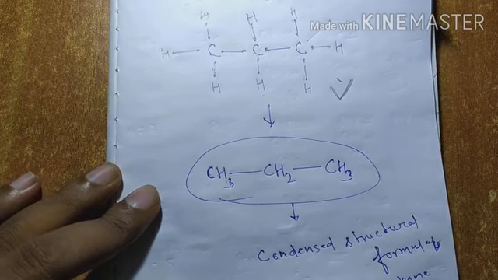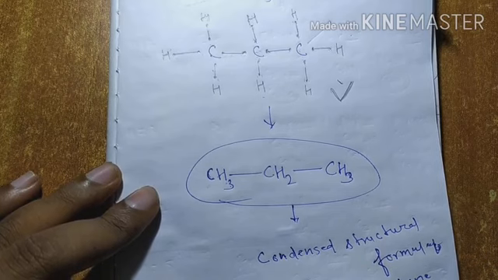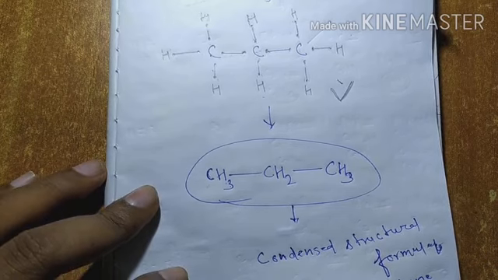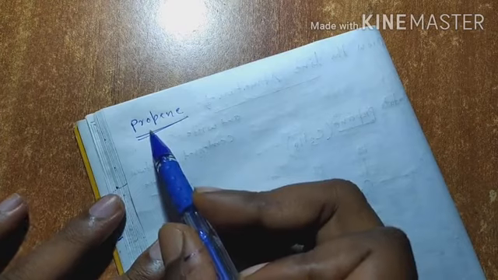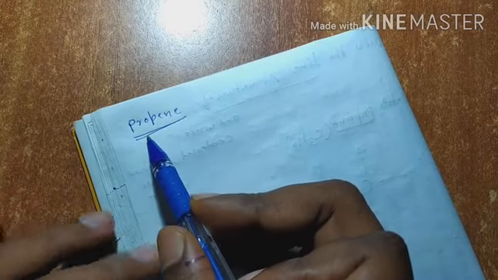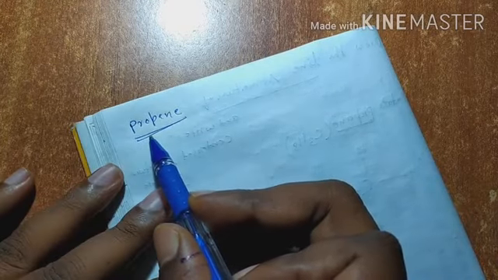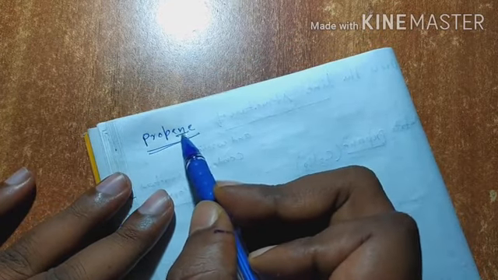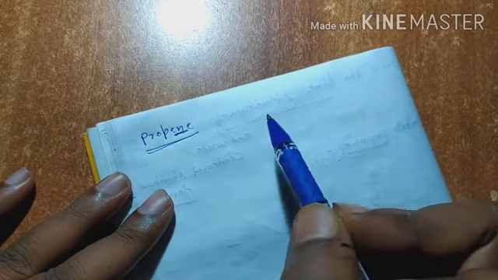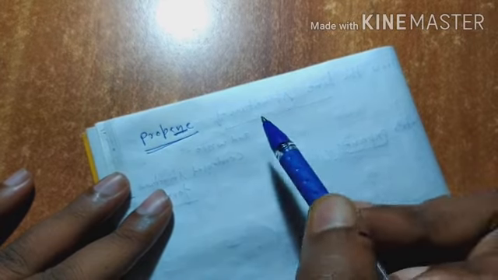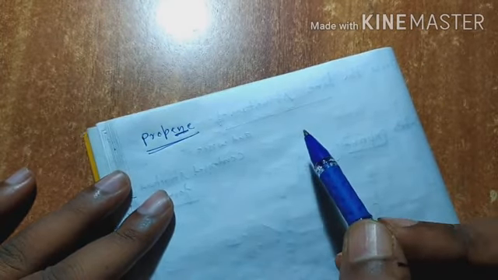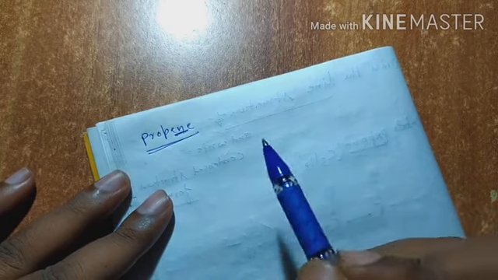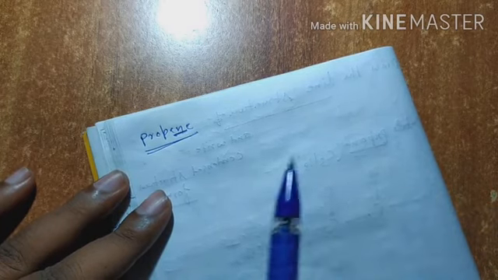Okay, I'm taking one more example. See what will be the line structure of propene. This is ENE. It means it is confirmed that there will be at least one double bond between carbon atoms.